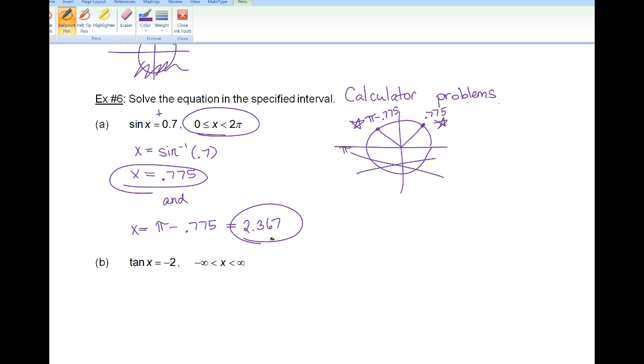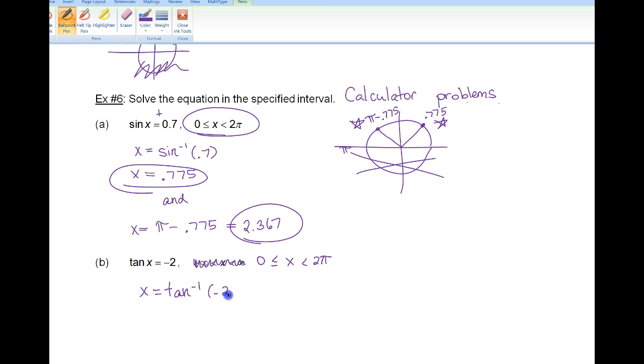Oh, you know what? I want to change... Can we change this one also? Take away the negative infinity to infinity. I want to change it to 0 to 2 pi. I would rather have you guys have practice with that. I'm not going to have you do any from negative infinity to infinity anyway. Okay, so tangent of x is equal to negative 2.